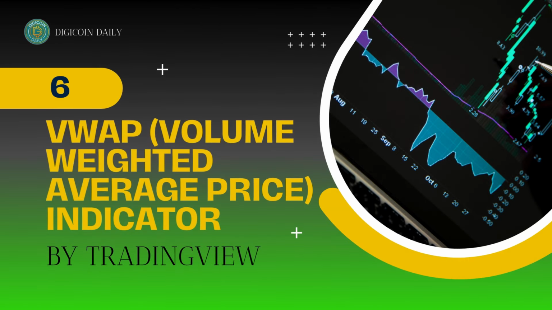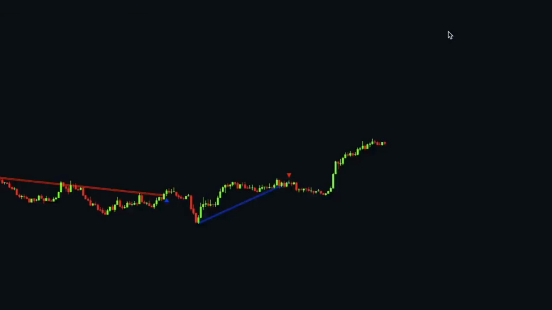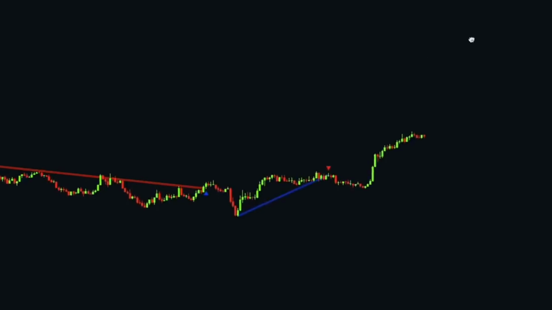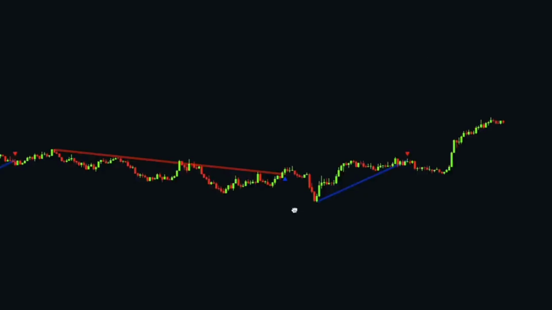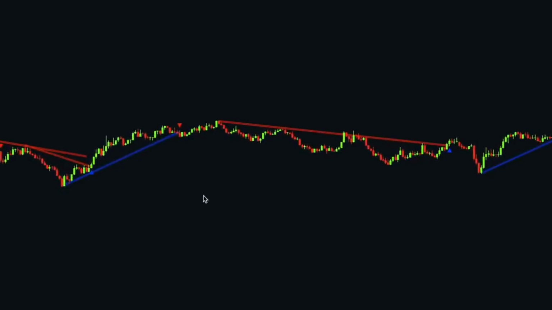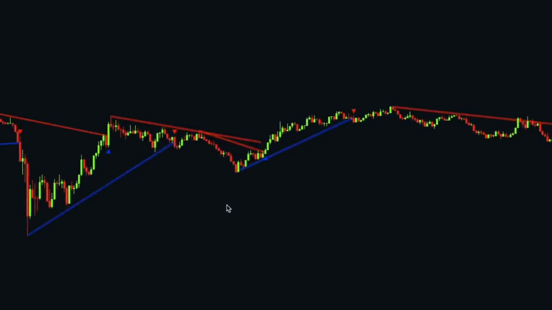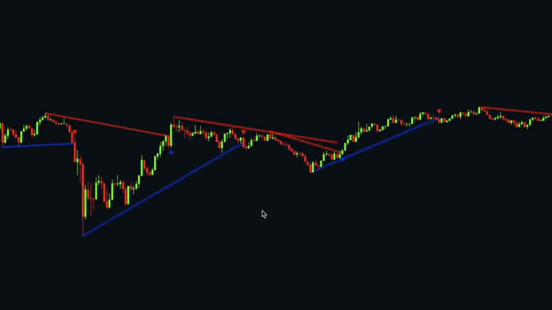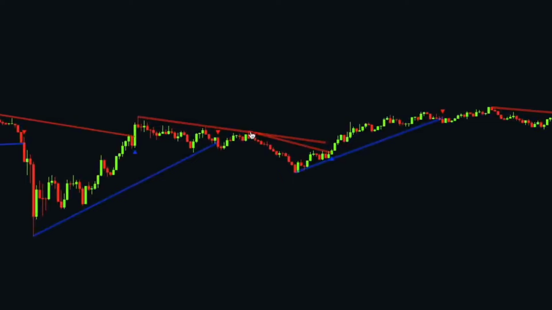The 6th indicator on my list is the VWAP, or Volume Weighted Average Price Indicator by TradingView. This indicator calculates the average price of an asset weighted by its trading volume over a specified period. The VWAP is plotted as a line on the price chart and is used to identify the average price at which most trading activity has occurred.